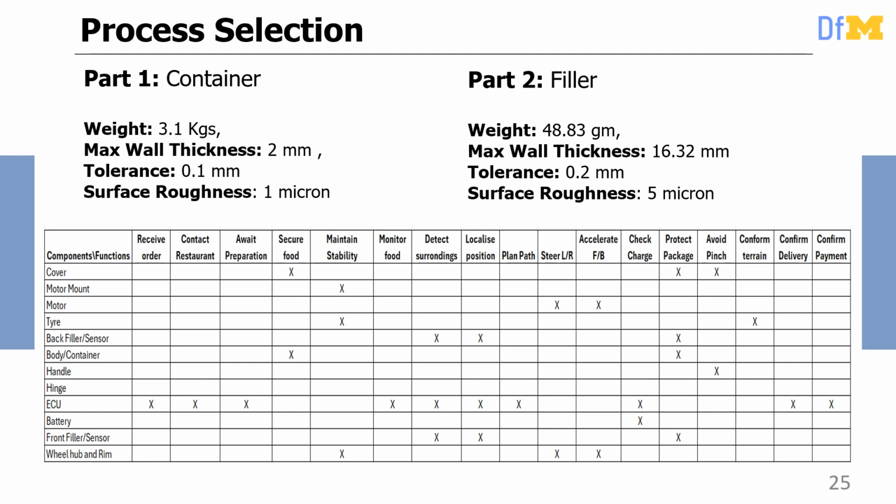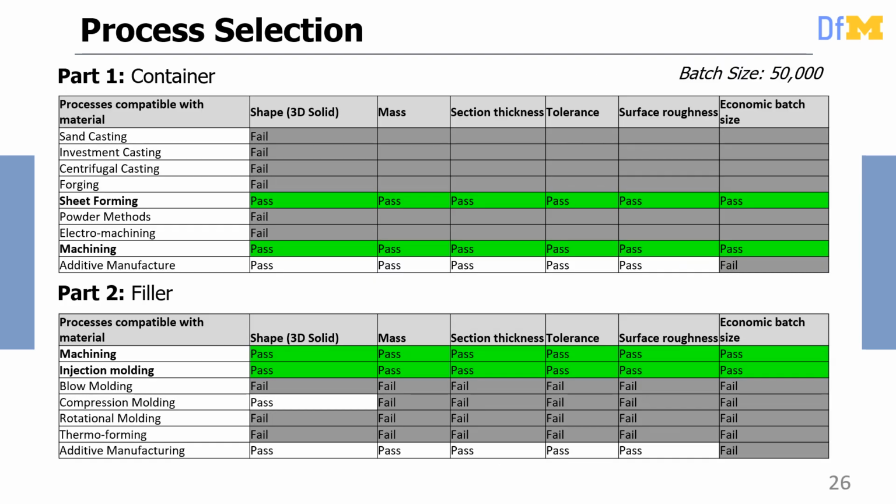We have chosen the container and filler to go ahead with process selection. You can see the specifications of each part on the screen, such as weight, maximum wall thickness, tolerance, and surface roughness. Over here, we can see the particular stage at which each process fails. As we can see, for the container, sheet forming and machining are the only processes that qualify, and for the filler, machining and injection molding are the only processes that qualify.